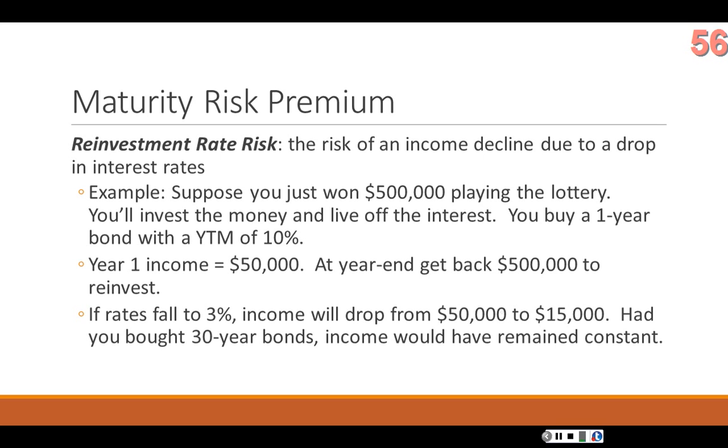That would be the interest earned on the money that you are depositing. At the end of the year, you would still have the $500,000 that you would invest for the second year. Again, we'd be living off the interest, but your income would drop because market rates have dropped. So if the market rate has dropped to 3%, your income for the year would drop from $50,000 to $15,000. So had you bought a 30-year bond, your income would have remained constant.